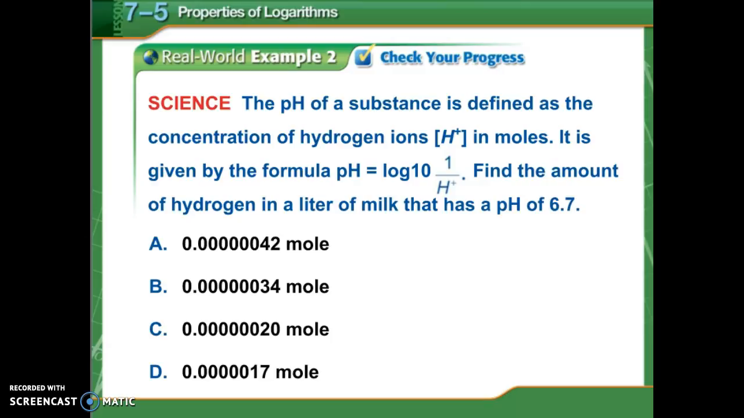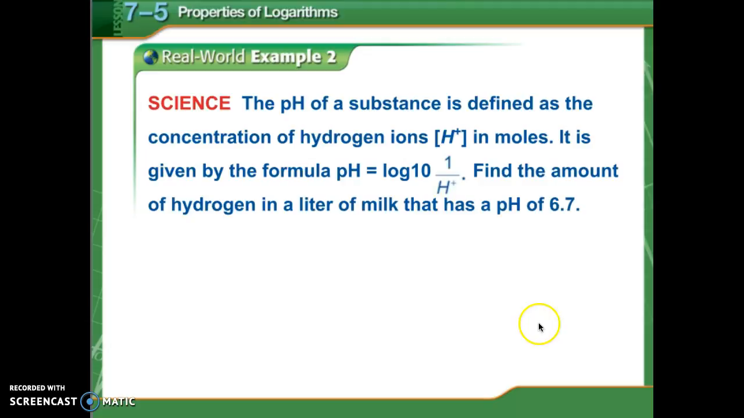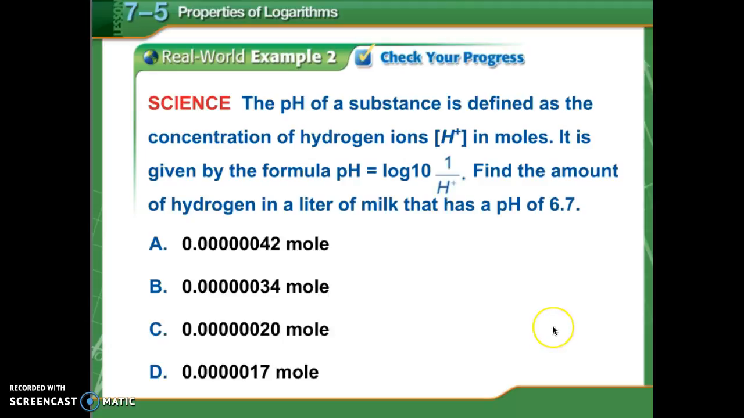Here's a check your progress problem. This time we're looking at the amount of hydrogen in a liter of milk, and the milk has a pH of 6.7. And so solving this problem, we get an answer of C, 0.00000020 moles of hydrogen in a liter of milk with a pH of 6.7.